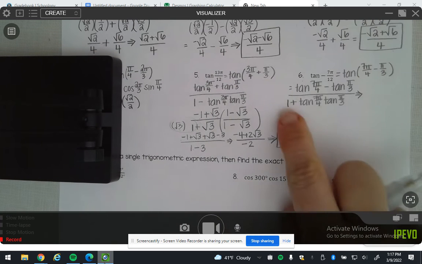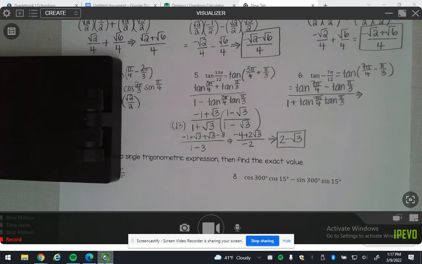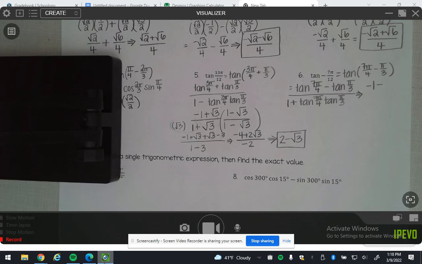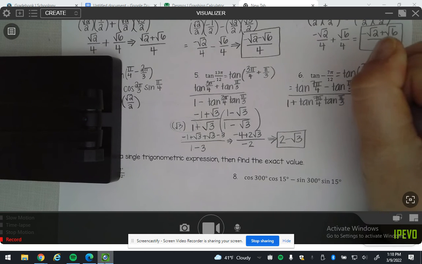Okay. Tangent of 7 pi over 4. What is my reference angle? The notes are from yesterday. Remember, we only got 4 done. What's my reference angle for 7 pi over 4? Pi over 4. What's the tangent of pi over 4? It's 1, but 7 pi over 4 is in what quadrant? The fourth, so it is -1. Minus tangent of pi over 3, which is right on your piece of paper. It is radical 3. Divided by 1 plus.